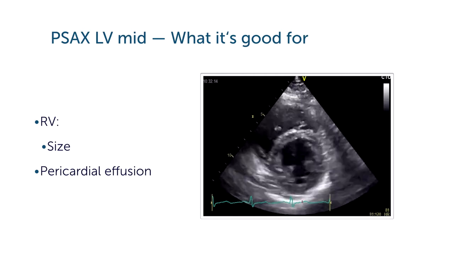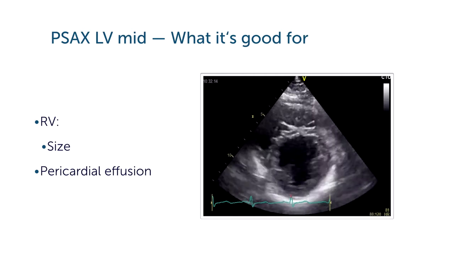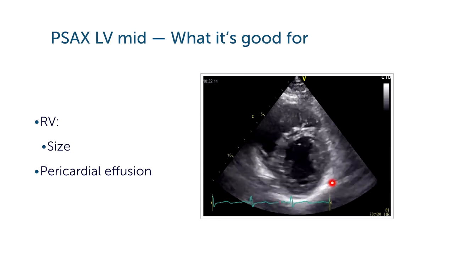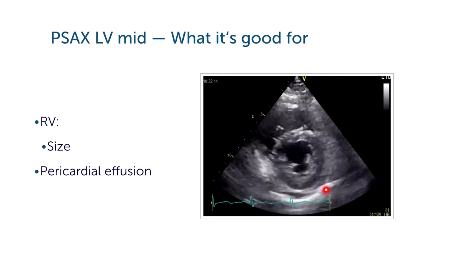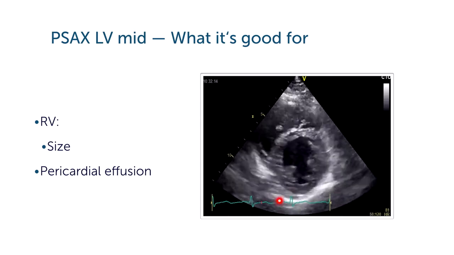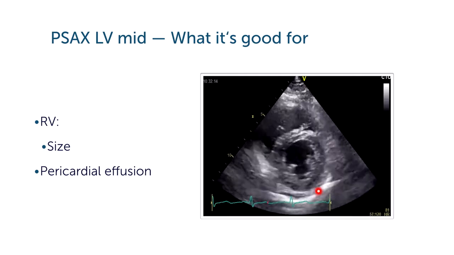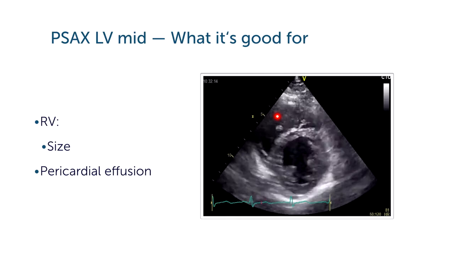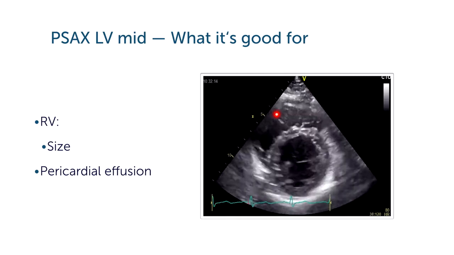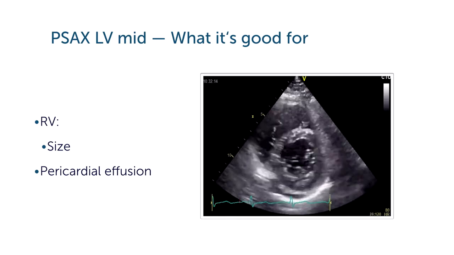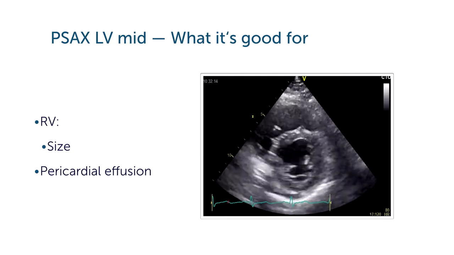Furthermore, the parasternal short axis view at the level of the ventricle is always good to look at pericardial effusion. Here you see a very small effusion right in the inferior part of the heart. And it's possible to look at the relationship between the right ventricle and the left ventricle. In this case, it's balanced. In other words, we have a normal-sized heart.